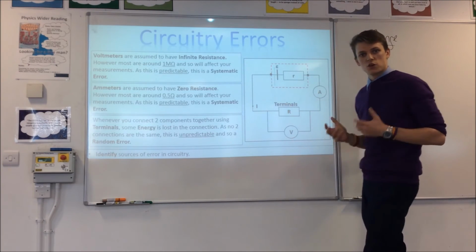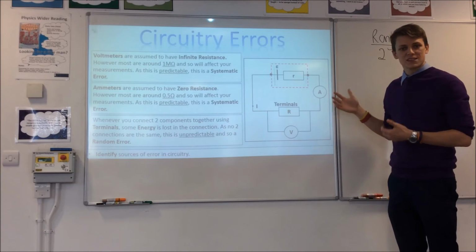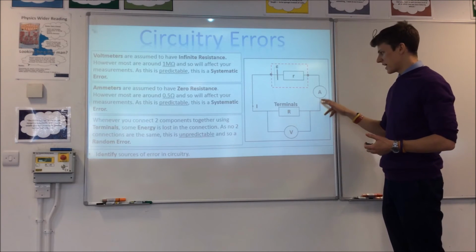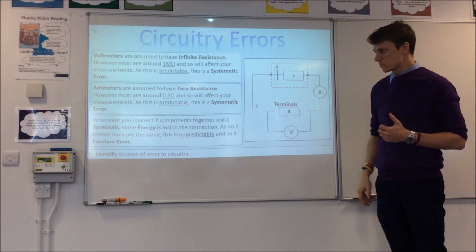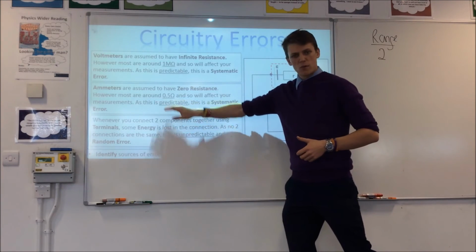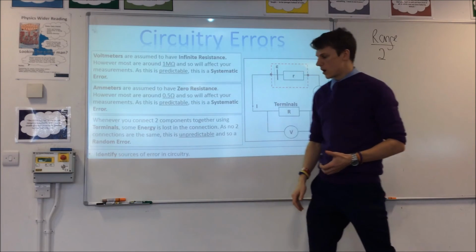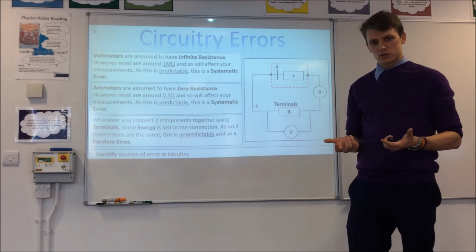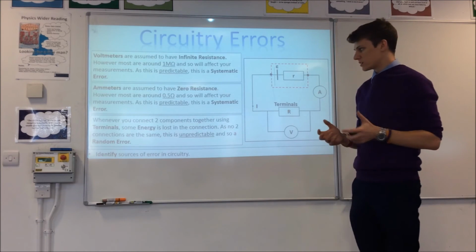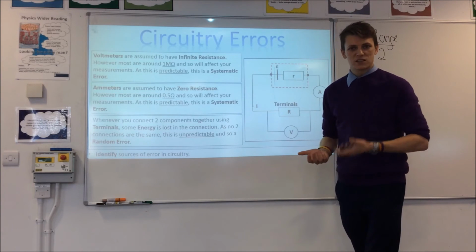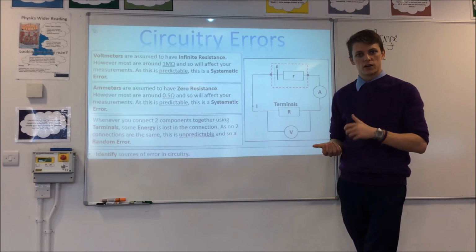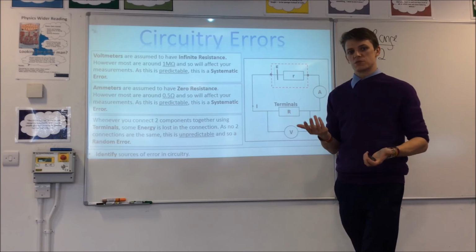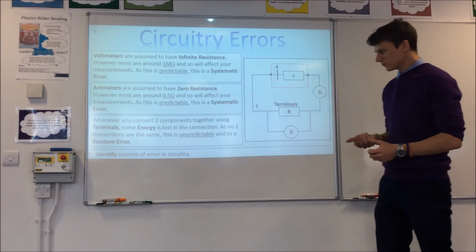Ammeters, in order to not affect your circuit, would have to have zero resistance, because essentially we don't want to add any more resistance in our series loop. However, most of them are about 0.5 ohms. So in the scope of the circuit you're using, this might be a significant contribution to the error in your experiment. And again, it's a systematic type error, so you can account for it in your circuit. So you can calibrate your measurements to take account for it.